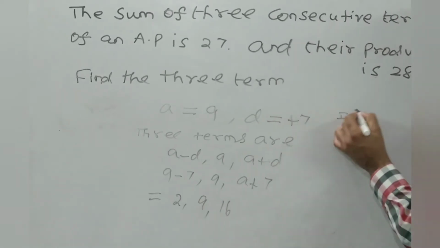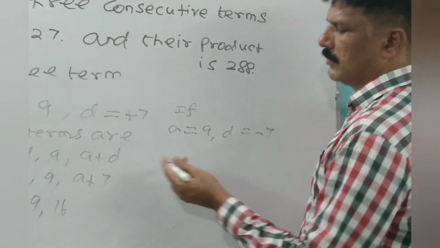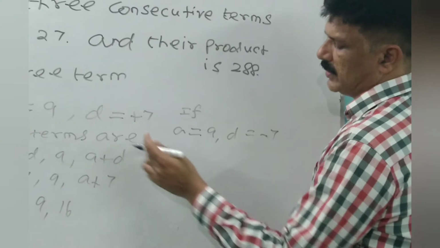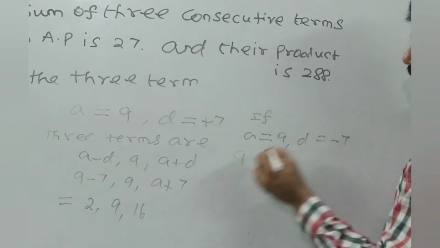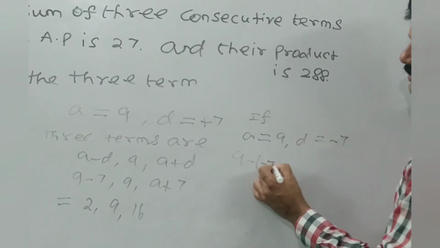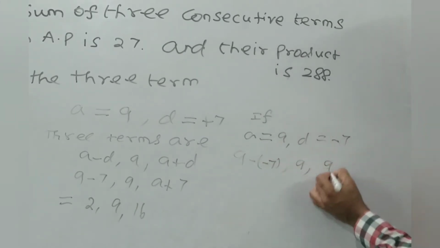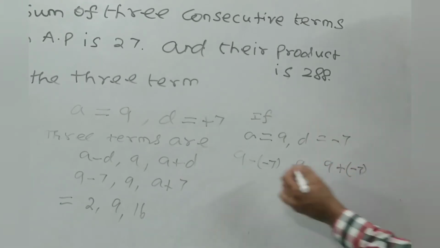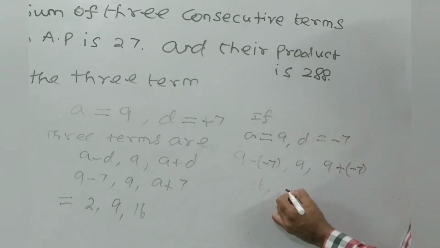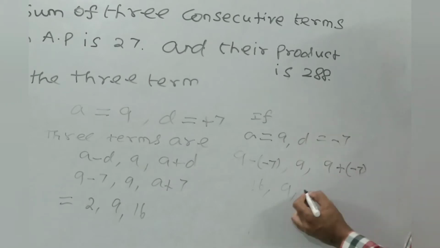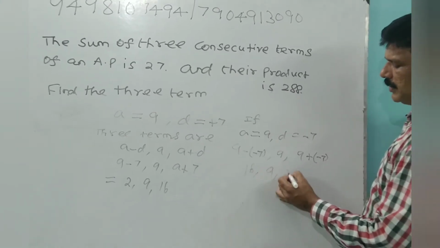Suppose a equal to 9, d equal to minus 7, then what are the three terms? A minus d, a, a plus d. So 9 minus of minus 7 is 9 plus 7, 16. Here 9. Here 9 minus 7 is 2. These are the three terms: 16, 9, 2.